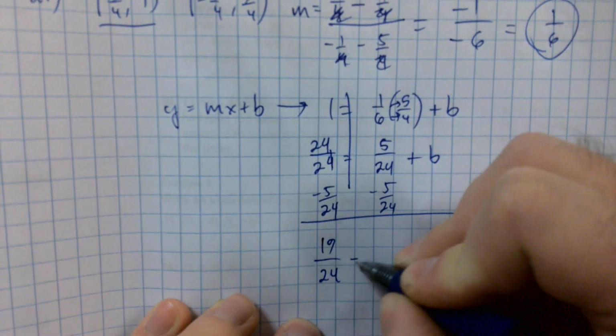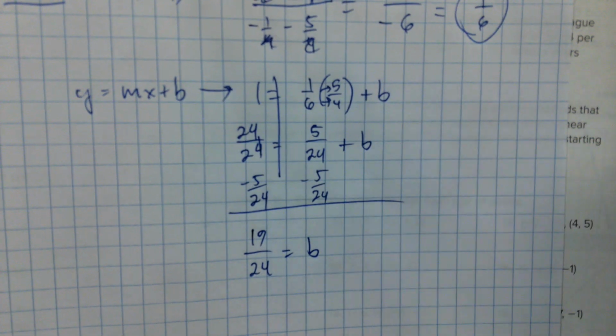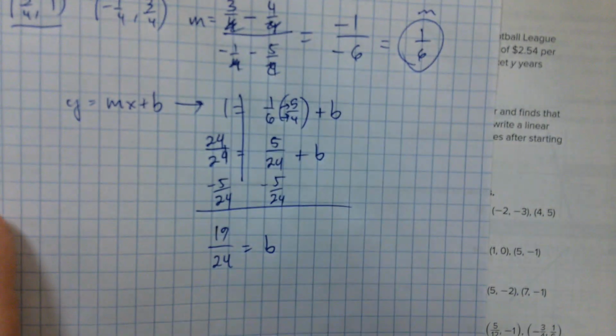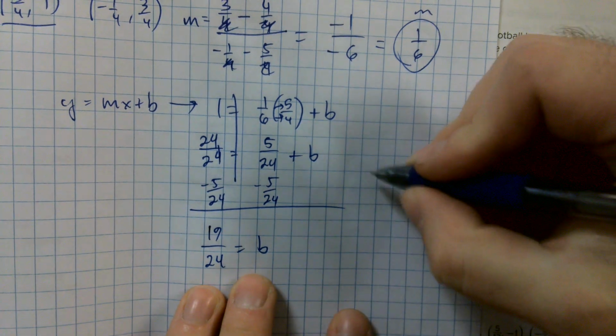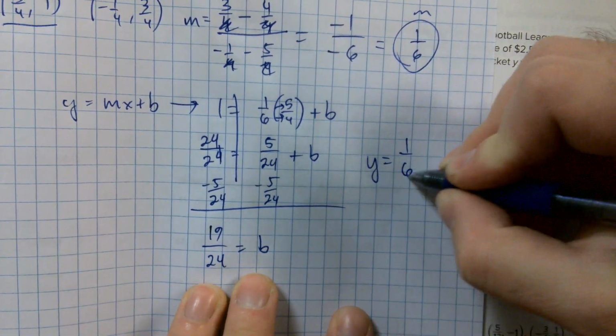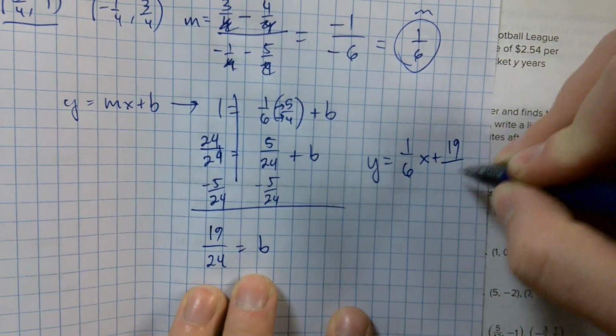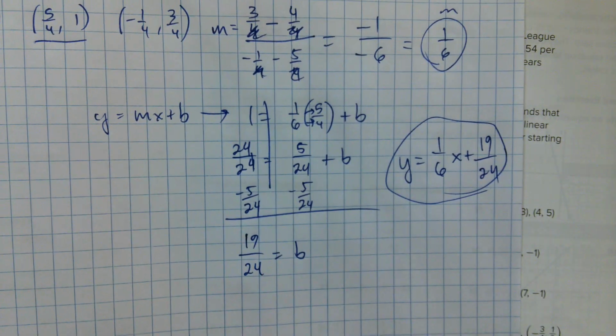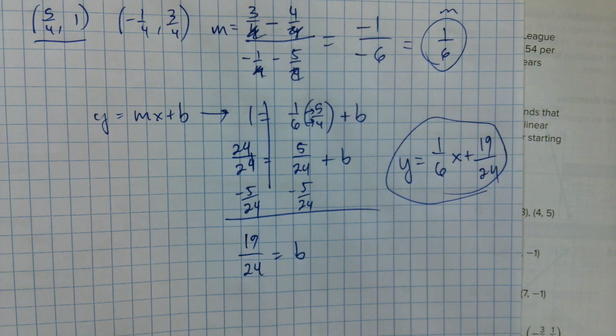19/24 is my b. I know it's not fun, but that's how we would do it. So y is equal to m, 1/6 x plus b, 19 over 24. I don't like that. You don't like that? Yeah, it's just weird. Anybody else not like that? Yeah, I just like that.